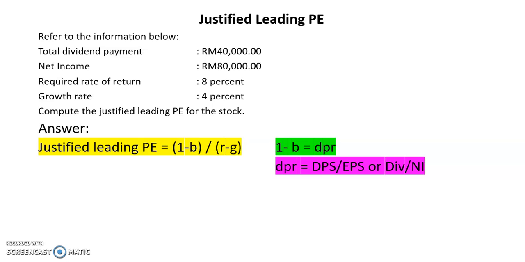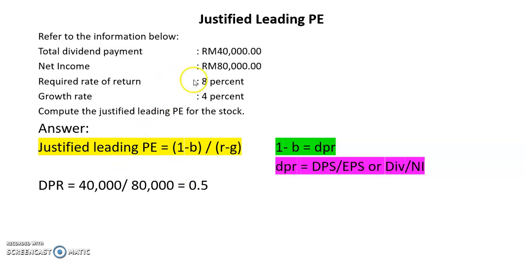Okay, let us check which formula we can use. To know which formula we can use, we need to check the information given in the question. In the question, we can see that they give us total dividend payment and net income. So we need to use the second formula, dividend divided by net income equals the DPR. Okay, what is DPR? DPR is dividend payout ratio.